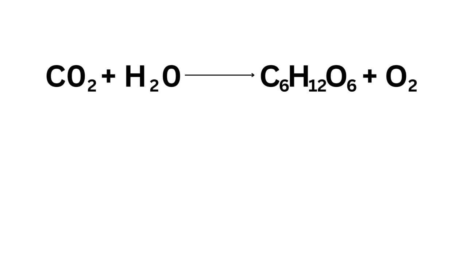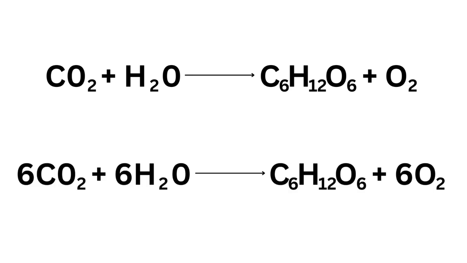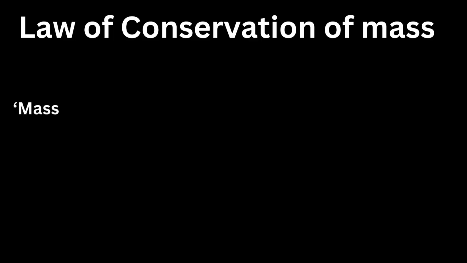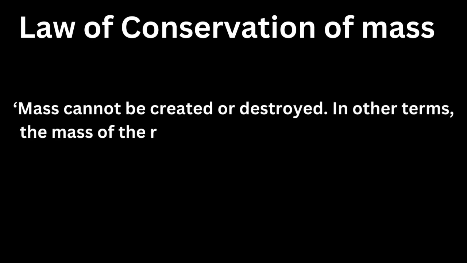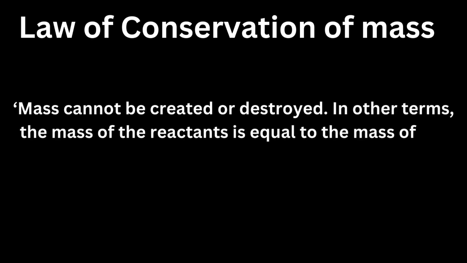But this looks a bit different to the symbol equation I showed you at the start. That's because symbol equations need to be balanced. It's due to a law called the conservation of mass, which states that mass cannot be created or destroyed. In other terms, the mass of the reactants is equal to the mass of the products.